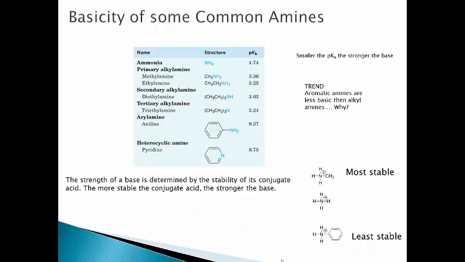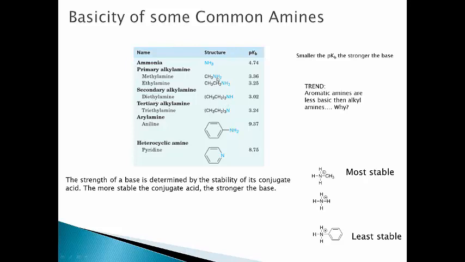Okay, so let's have a look at the basicity of some common amines. So the smaller the pKa, the stronger the acid. The smaller the pKb, the stronger the base. So if we look at these compounds here, we can see that there's a little bit of a trend. So we have our ammonia, which is a pKb of 4.7. Okay, so it's a pretty small number, but not as small as something like your methylamine or your diethylamine.